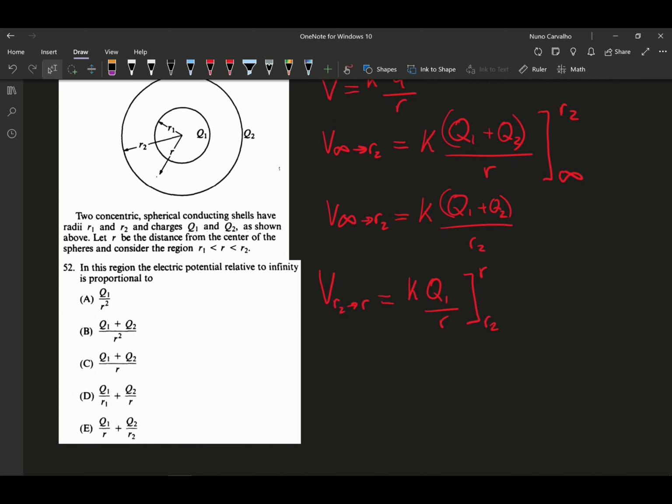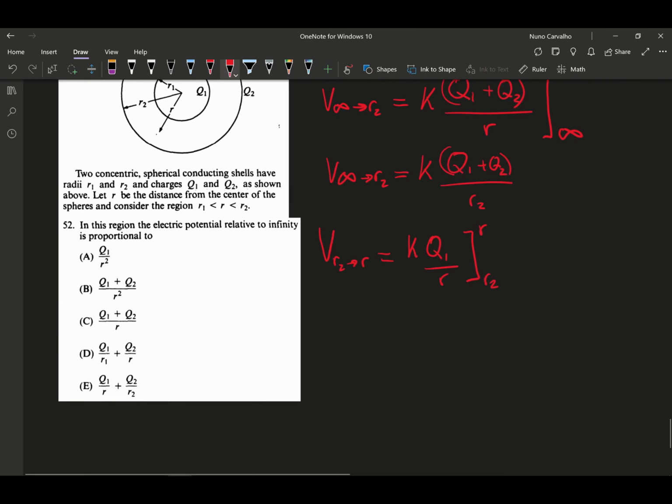And so working this out, now it's not going to simplify as easily because of the infinity. What we have here is that V from R2 to R is going to be equal to KQ1. Actually, let me distribute out all of these, and you'll see why. KQ1 over R minus KQ1 over R2, like this. And why is this important? Because we need to now add these two voltages together. But before we do that, let's just think about how this can be rewritten like this. Okay. Like so.